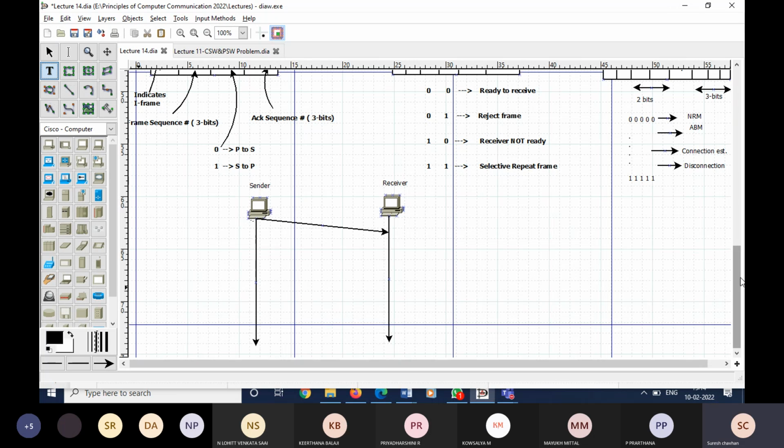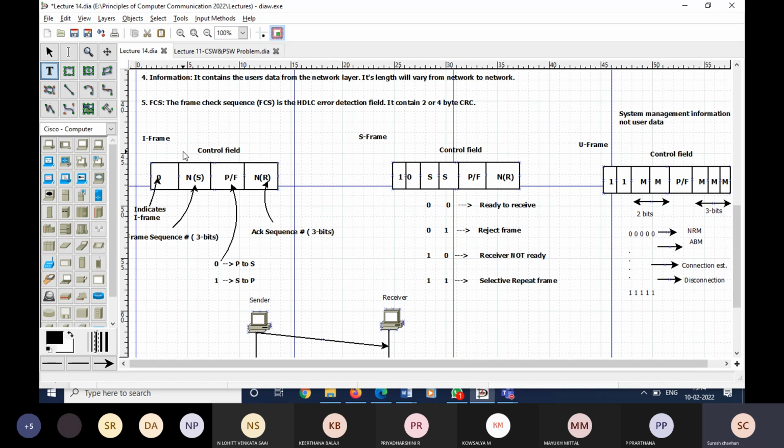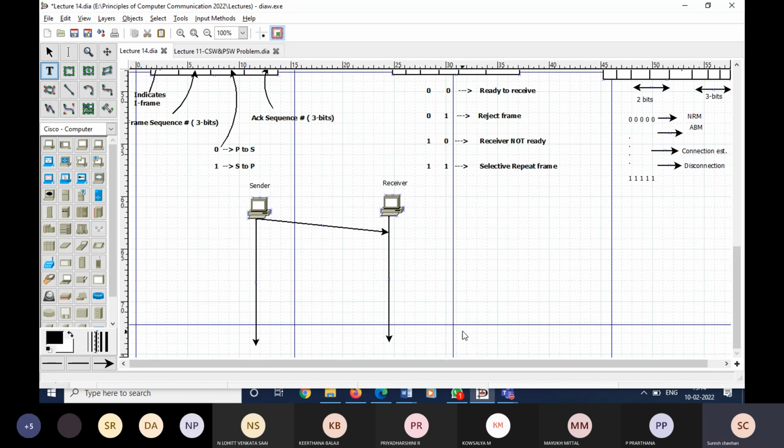Okay. See, we have seen here the different functions of I frame, S frame, and the U frame, right? As I said, this is just for transmitting the data, and this is for the acknowledgement control information, and this is for establishing the connection and disconnection. Before transmitting any kind of data, we need to establish the connection, correct? So the first frame will be the U frame.